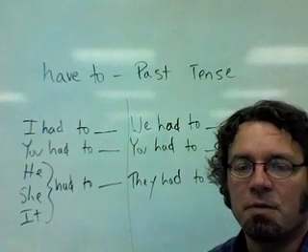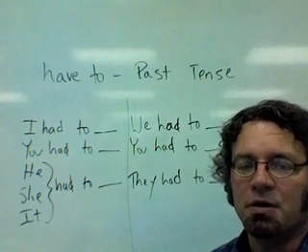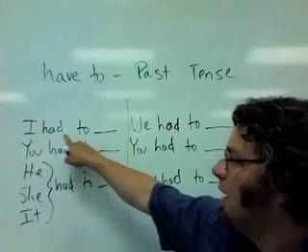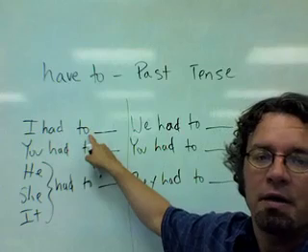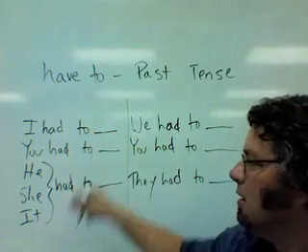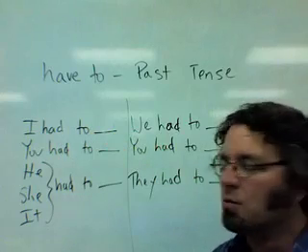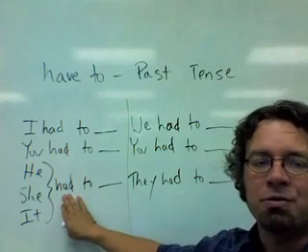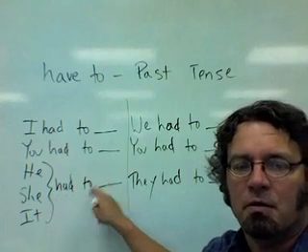Using have to in the past tense is very easy. Just use had to and then the main verb. It doesn't matter what the subject is. You always use had to and then the main verb.